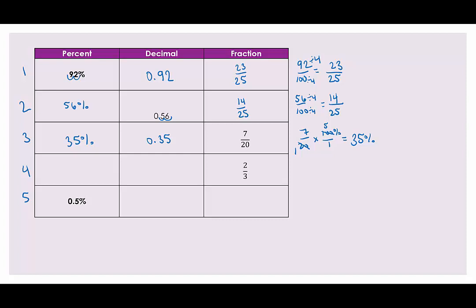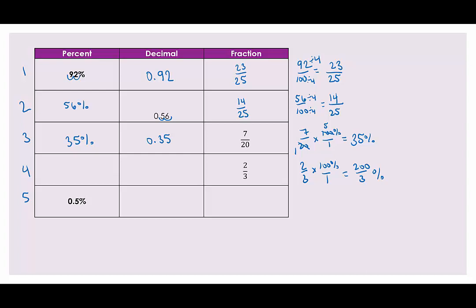So I'll do percent first. I'm going to take 2/3, and I'm going to multiply by 100% over 1. And then I'm like, oh no, I can't simplify because 3 and 100 only have a factor of 1 in common. I multiply straight across and I get 200 over 3%.